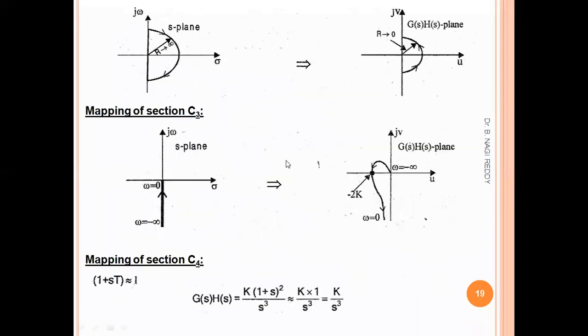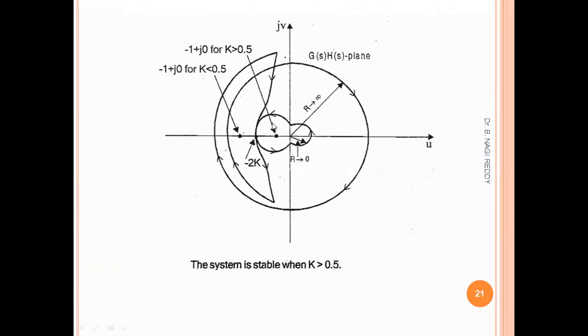And C2, what is the C2 section? See, this is the C2 section G of S H of S plane. You can see the circle is very small because the radius is 0 and it is starting at this point and ending at this point. So now you can see the C1 almost ends here, but the C2 is starting here. So we have to draw C2 like this. So from here to here. So this will be the C2 curve.